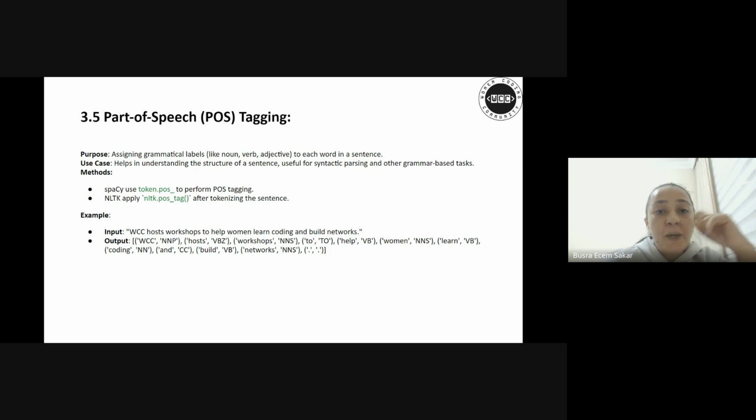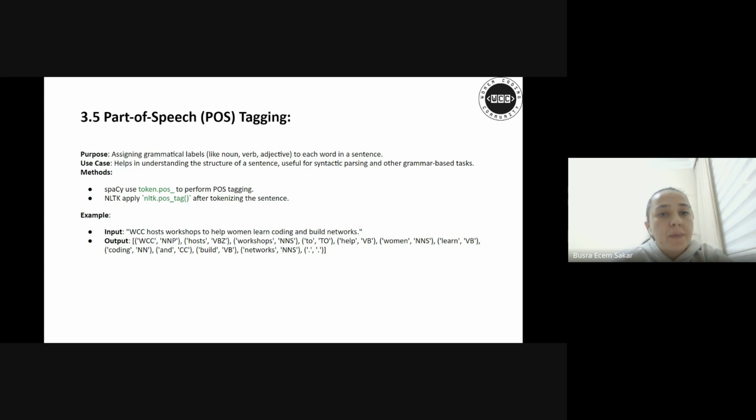Next, let's explore part-of-speech tagging, or POS tagging. It's a technique that assigns grammatical labels such as noun, verb, adjective to each word in the sentence. And the main purpose of POS tagging is to help us understand the structure of sentences, making it especially useful in syntactic parsing and other grammar-related NLP tasks. You can use, again, spaCy and NLTK for this. There are lots of methods for this, but spaCy and NLTK are the best ones.